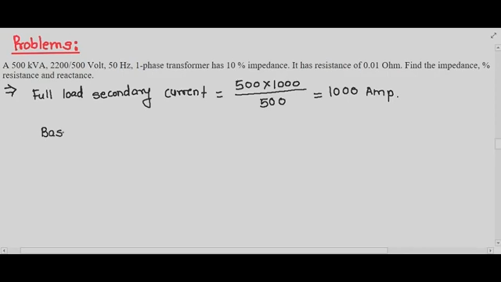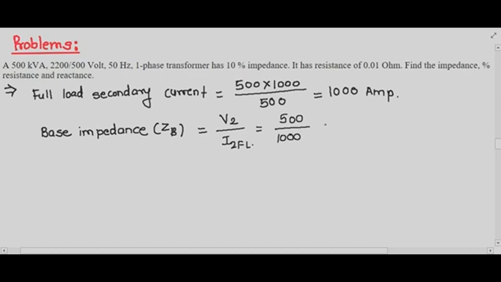What is the base impedance? Base impedance is normally denoted by ZB, which is equal to the rated voltage divided by the full load current. So I2 full load I will write down here. This will give you the base impedance. So what is V2? V2 is 500, divided by full load current 1000 ampere. So my base impedance will be 1/2 or half ohm.